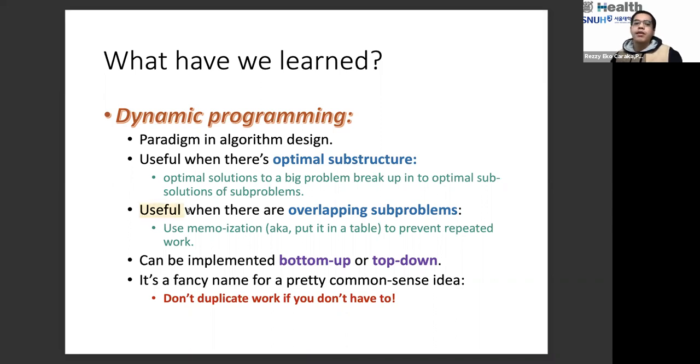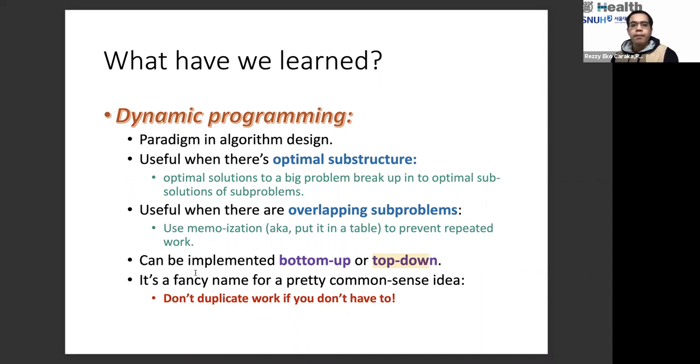The third idea is that dynamic programming is more useful when there are overlapping sub-problems, because we can use memoization, also known as putting results in a table, to prevent repeated work. That was already mentioned before. When solving problems, we also keep in mind to prevent repeating the same problem. It's powerful because we can see the problem with different insights, so we can use the idea from the bottom up or top down. It's up to you. If bottom up is more convenient, it's okay. If you want to use top down, it's also okay.